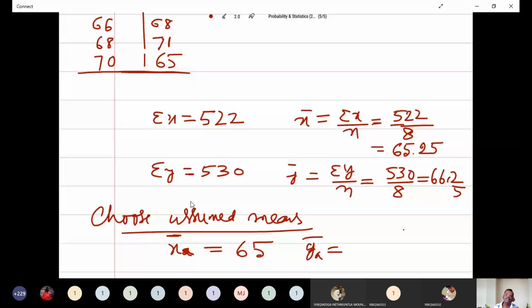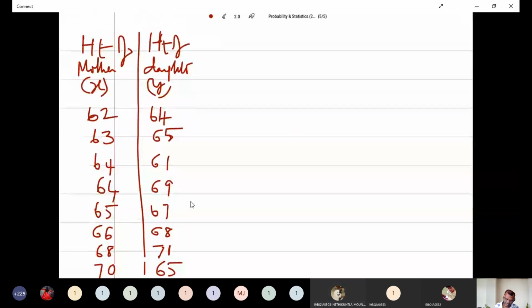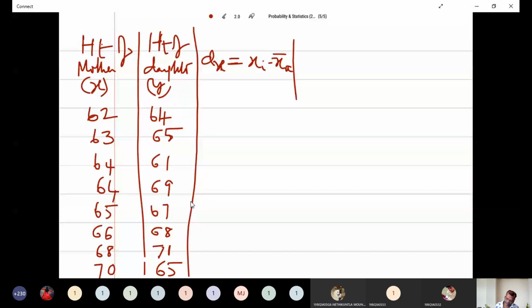X bar a is 65, y bar a is 66. Now, let us write here dx is equal to xi minus x bar a. X bar a is equal to 65.